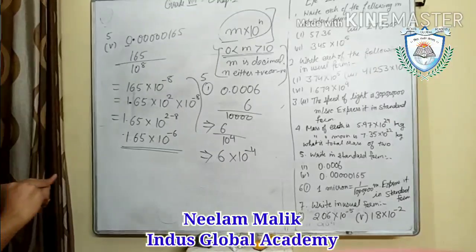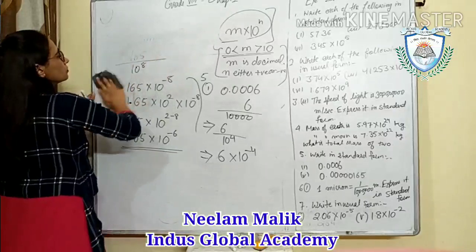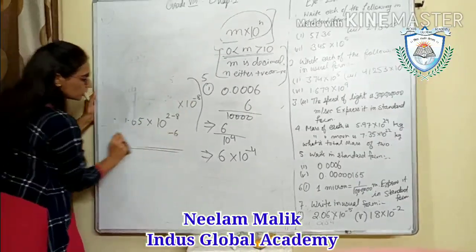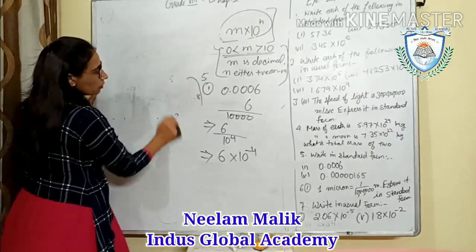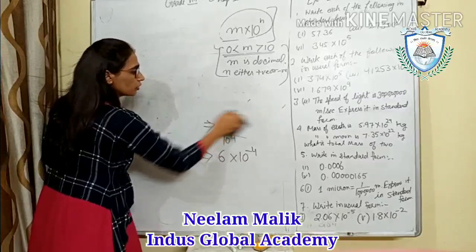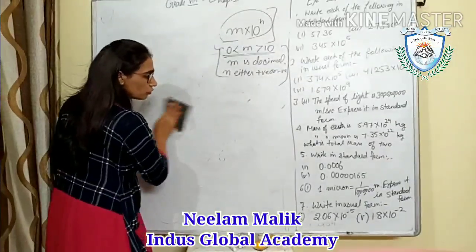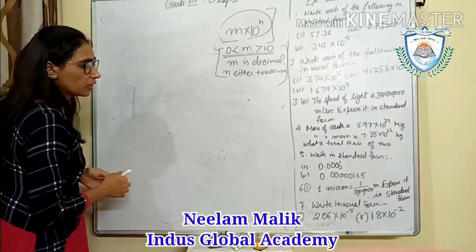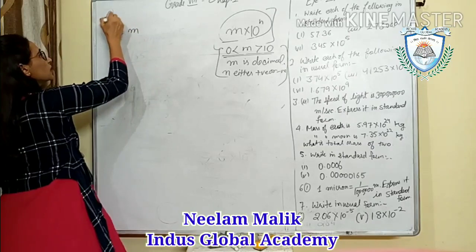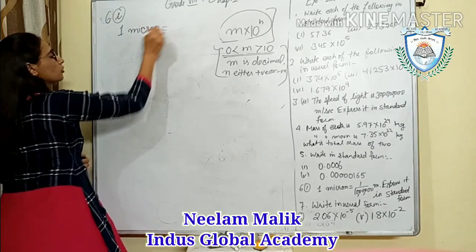Now question number 6. In question number 6, 3 parts are given. I have taken only one part, that is your first part. 1 micron is equal to. This is 6, first part.